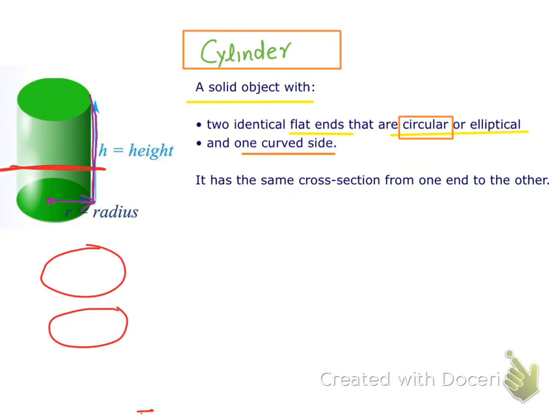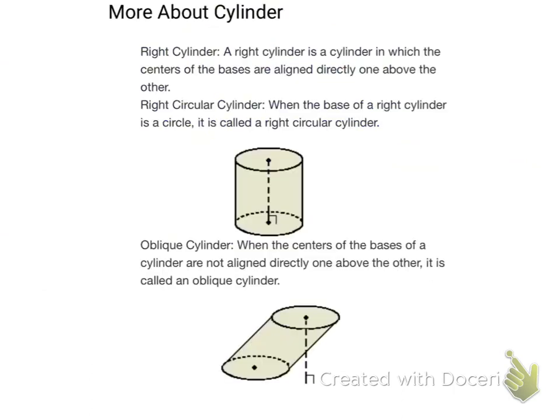Here, in the same way we had a right prism and an oblique prism, we have a right circular cylinder and an oblique circular cylinder. A right cylinder has a circular base and the other base is aligned directly above it. These two definitions are almost the same thing, so we have the same definition.